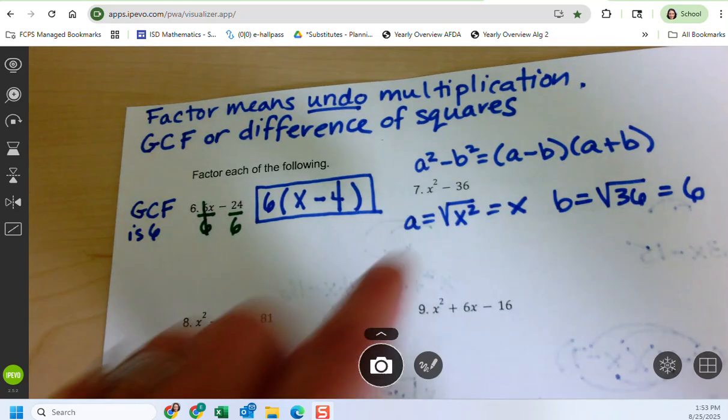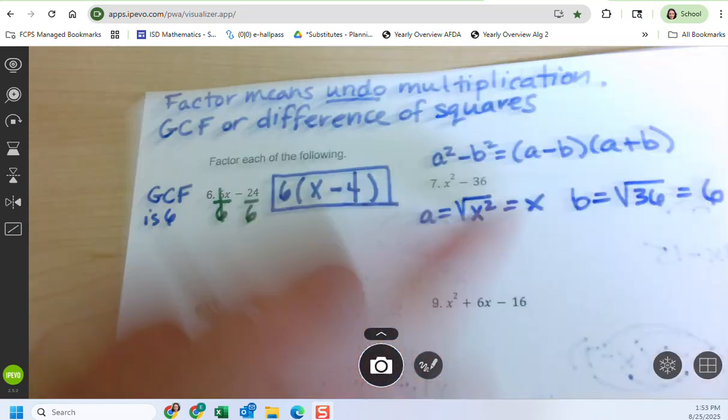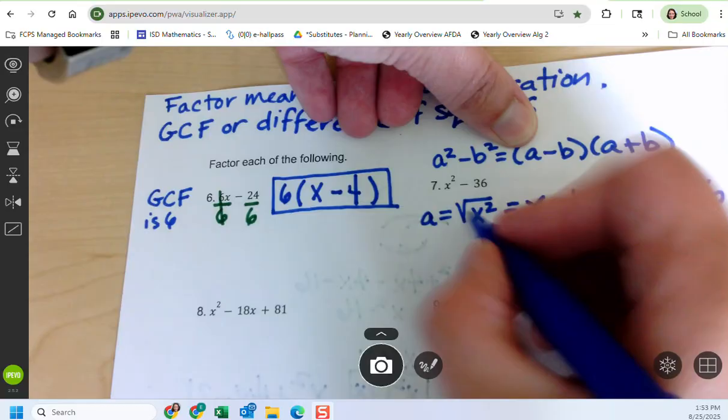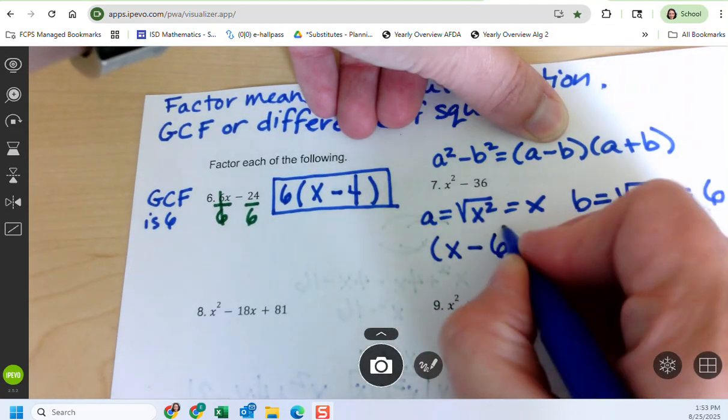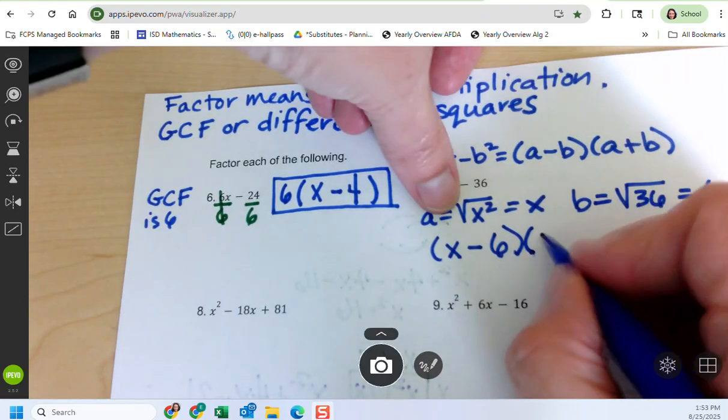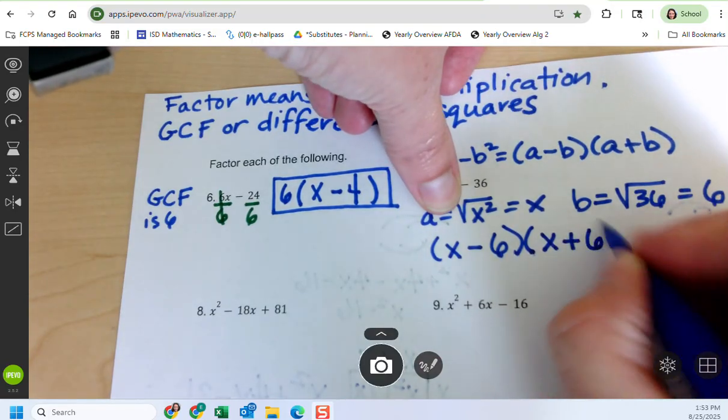So now that I know what A and B are, I just substitute them into the formula. So instead of A minus B, I write X minus 6. And instead of A plus B, I write X plus 6.